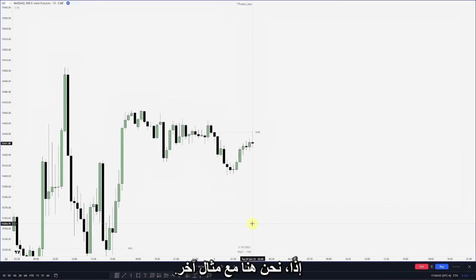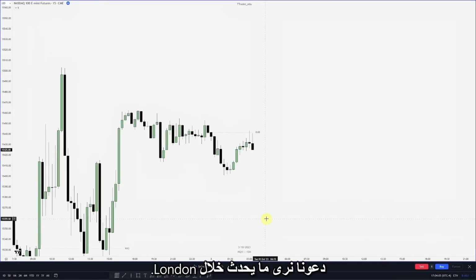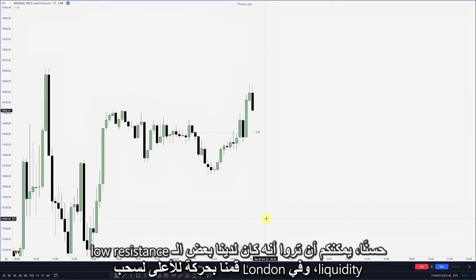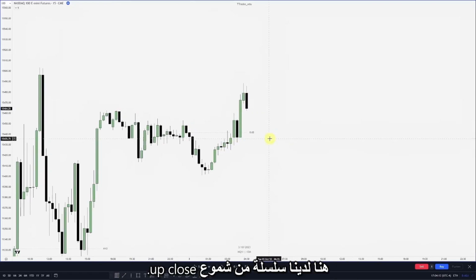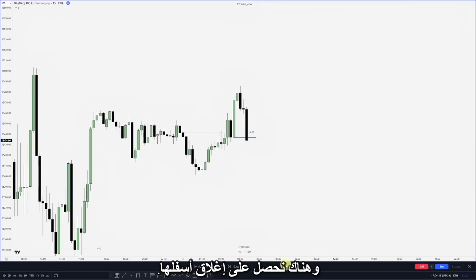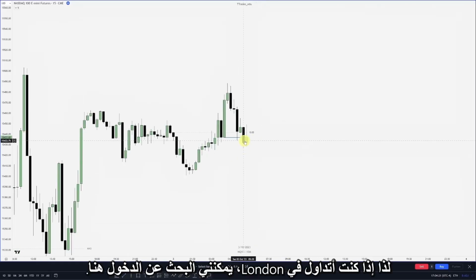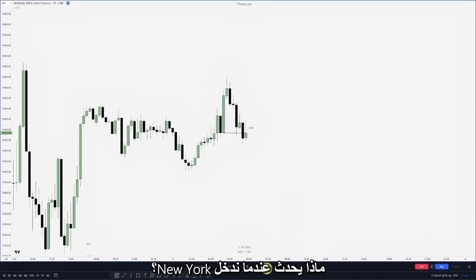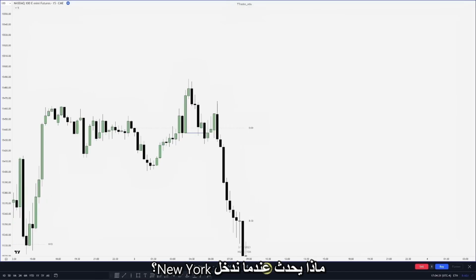So here we are with another example. Let's see what happens during London. Well, you can see we had some low resistance liquidity, and London made a move higher, running that out. Here is our series of up-close candles here. And there we get a close below it. So if I was trading London, I could look to get onside here. However, I trade New York. So what happens is I enter into New York.